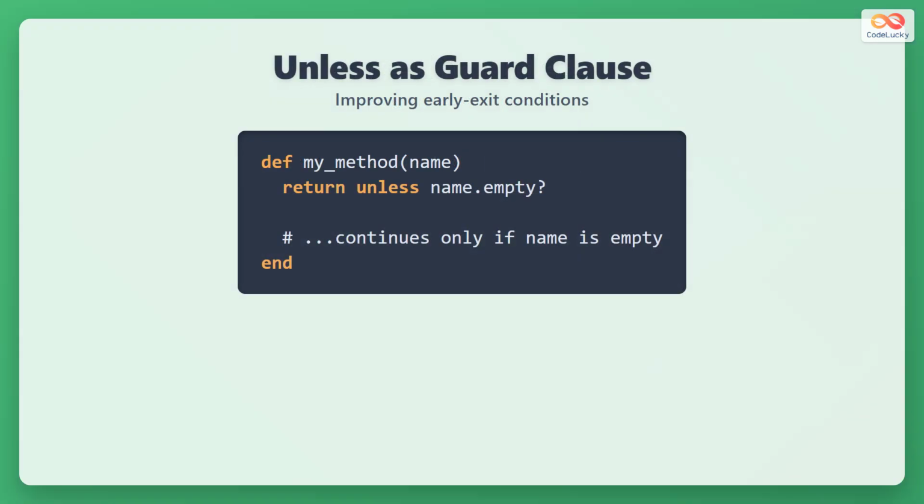Unless makes perfect guard clauses at method start. return unless name.empty? exits early when input is invalid. The main code continues only with valid data.